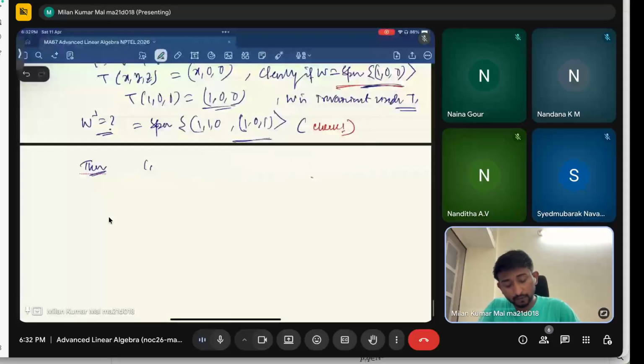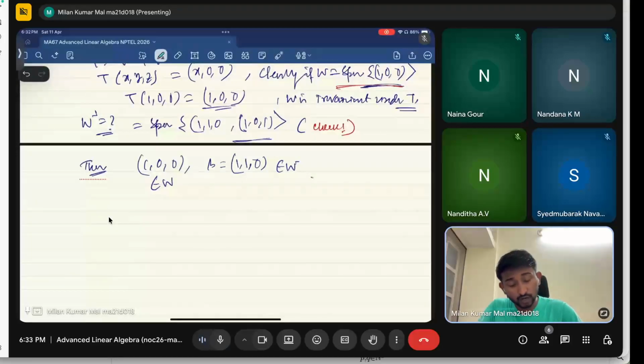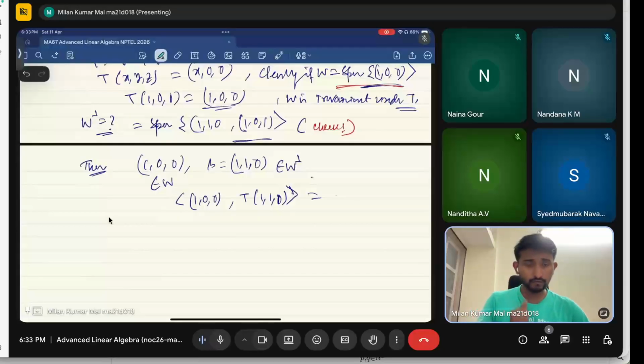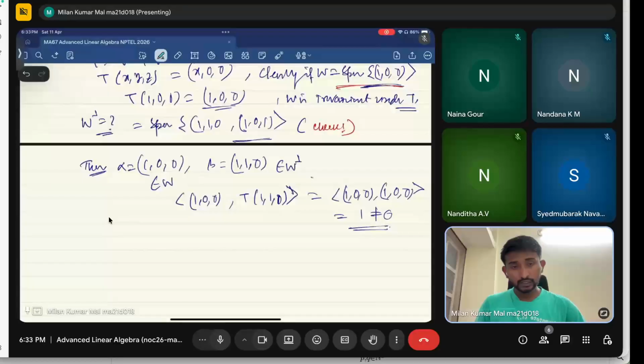Now let's take the inner product of (1, 0, 0) with T of (1, 1, 0). T actually maps the first coordinate to itself and sends all other coordinates to 0. So it will be (1, 0, 0), and with the standard inner product this is 1, which is not equal to 0. That means we can find a vector alpha coming from W and beta coming from W perp such that alpha inner product T beta is not 0. So that's why this statement is incorrect, and the other statement is automatically incorrect. Is it clear?